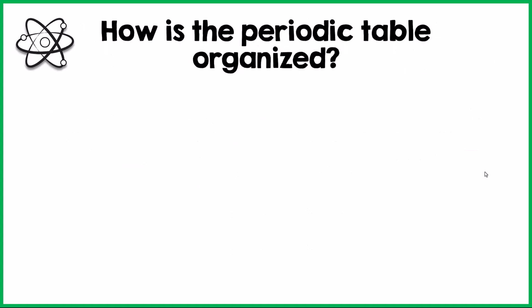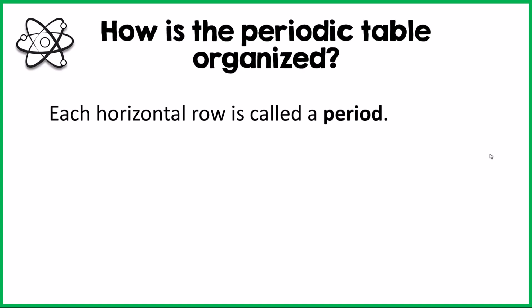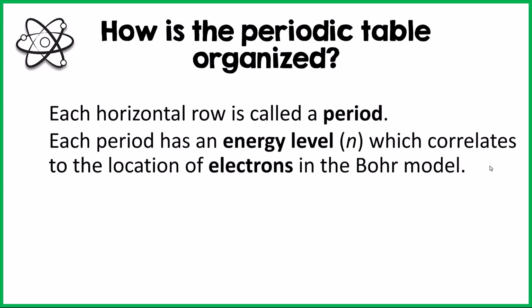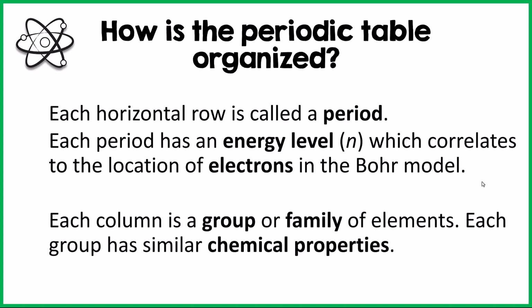So how is the periodic table organized now? We know it's organized by atomic number, but what else can we tell about the periodic table? Each horizontal row in the periodic table is called a period, and each period has an energy level, which we designate as N, which correlates to the location of electrons in the Bohr model. Each column is a group or family of elements, and each group has similar chemical properties.